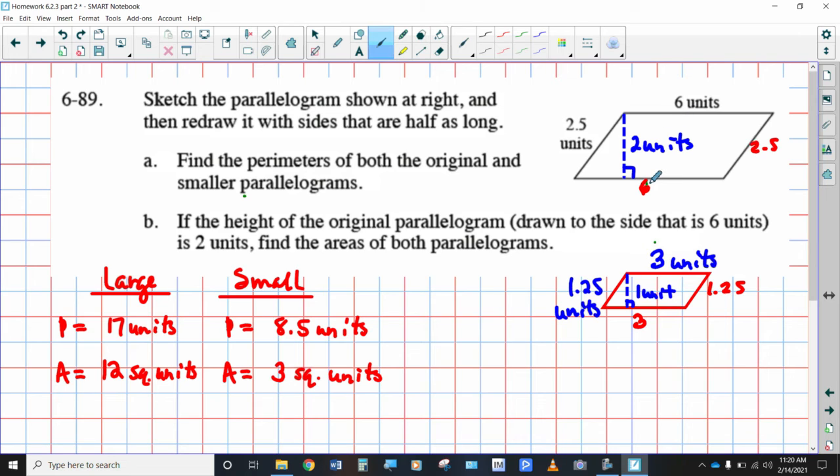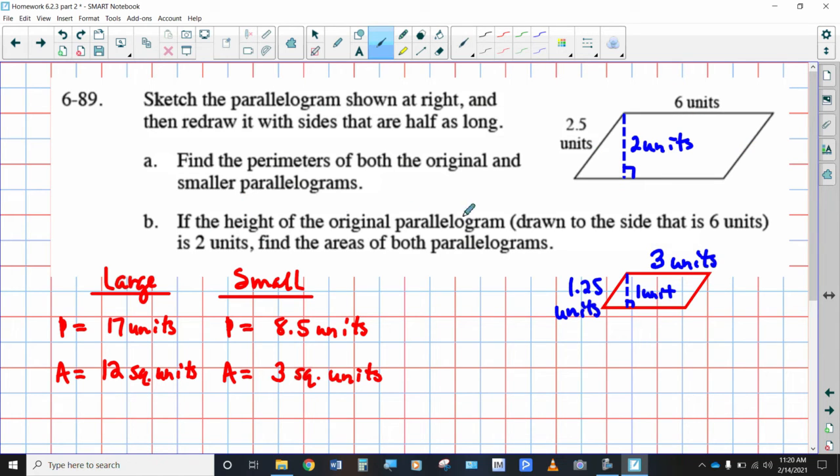Find the perimeter of both the original and the smaller parallelogram. So 6 and 6 is 12. 2.5 and 2.5 makes 5. 12 and 5 makes 17 for the larger one. And 3 and 3 makes 6. And 1 1/4, 1 1/4 makes 2.5. 6 and 2.5 is 8.5. Turns out, when you made the side lengths half, you also made the perimeter half the perimeter, because half of 17 is 8.5.